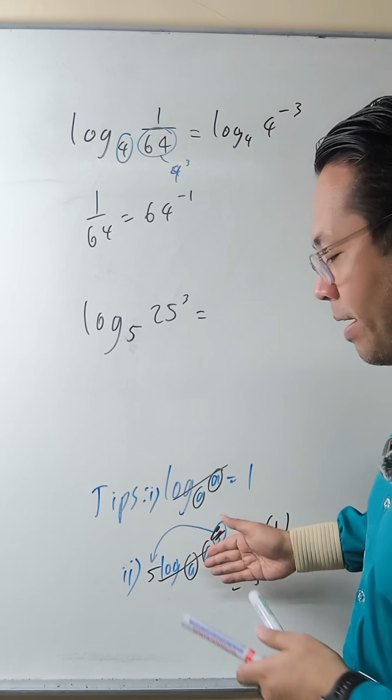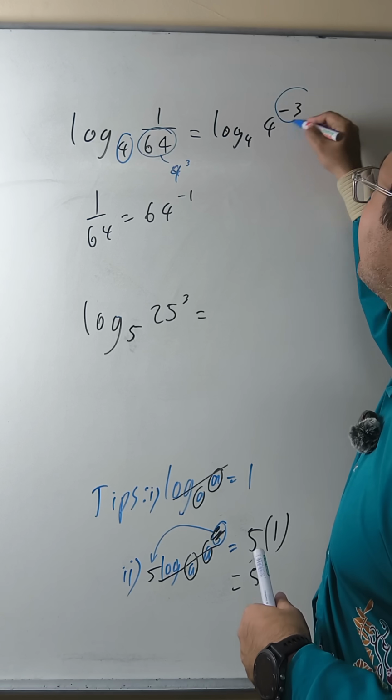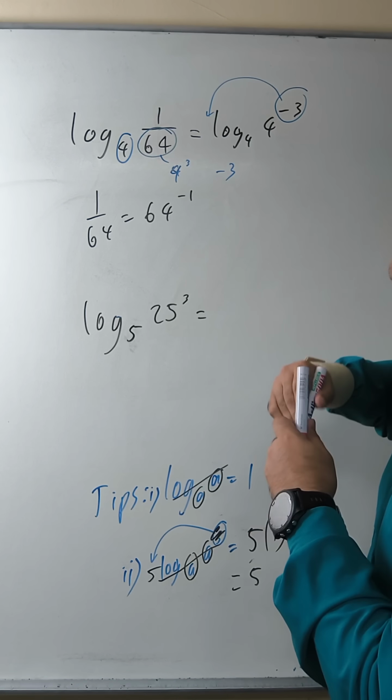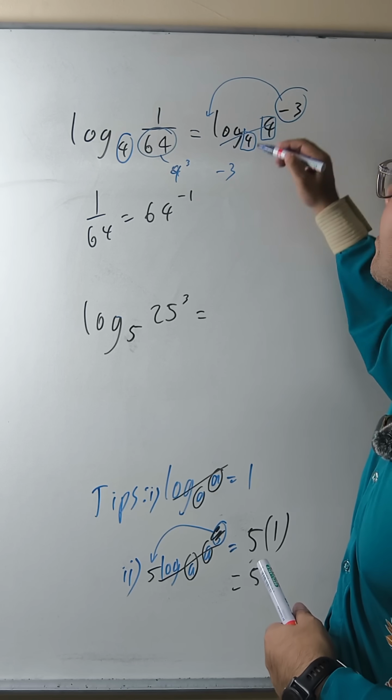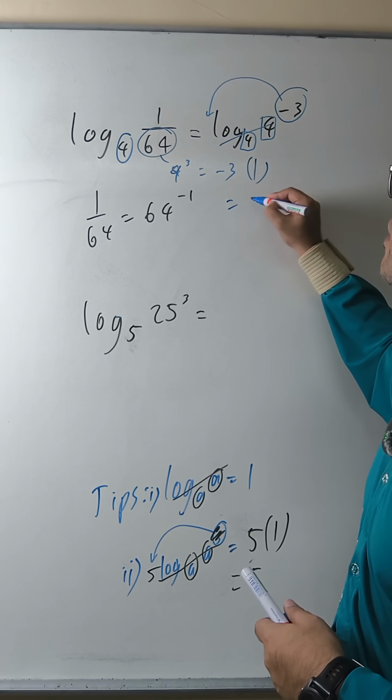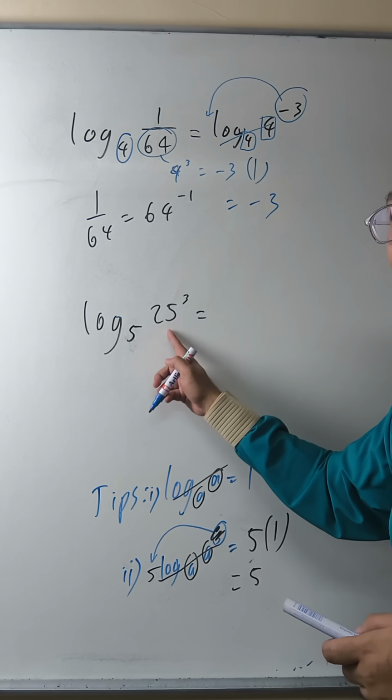And now, as we have applied the same tips over here, just bring your negative 3 in front, and then I can see log 4 of 4, where they have the same number here. So this one can cancel off. So negative 3 times 1 is simply negative 3. Okay, the same technique I can apply over here.